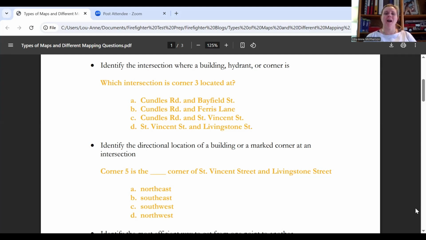Another question you might be asked is to identify the intersection where a building, hydrant, or a marked corner is. An example of this type of question is, which intersection is corner 3 located at? Moving on, another question you could be asked on a city or street map is to identify the directional location of a building or a marked corner at an intersection. An example of this type of question is corner 5 is the blank corner of St. Vincent Street and Livingstone Street.